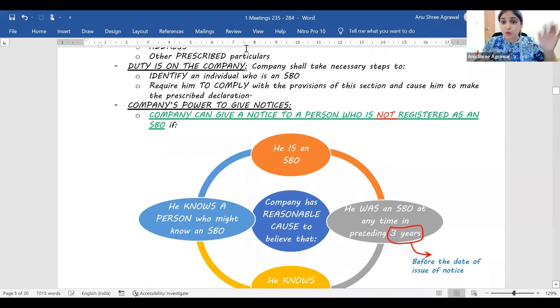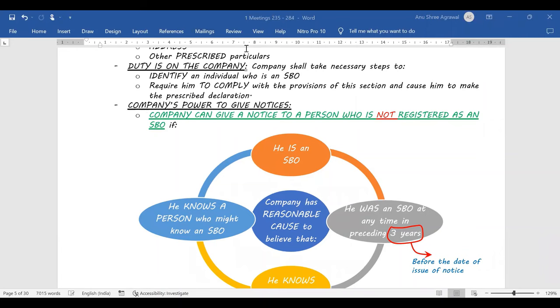Now, till now, whatever we learned, we put full responsibility on the SBO. That SBO, you have to inform the company within 90 days. You have to inform the company within 30 days. Only on that basis, the company will maintain the register. Only on that basis, the company will inform ROC and file the return with ROC. Only that register will be open for inspection. Who can inspect?